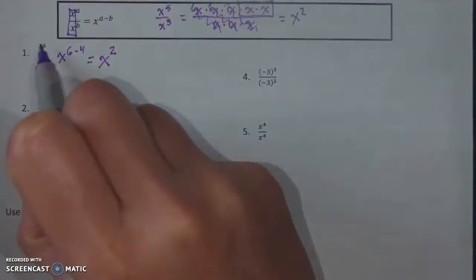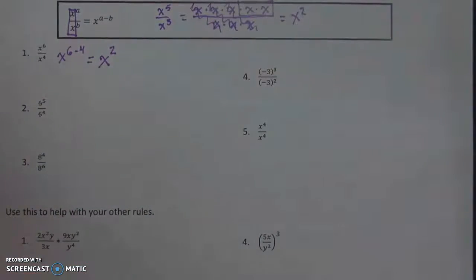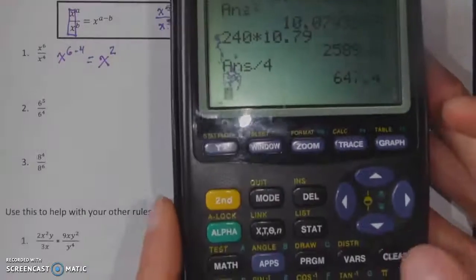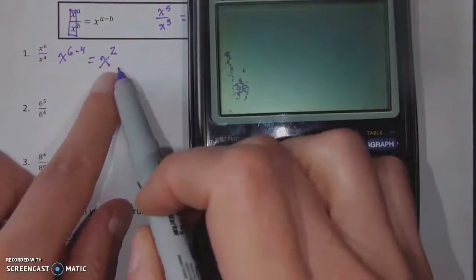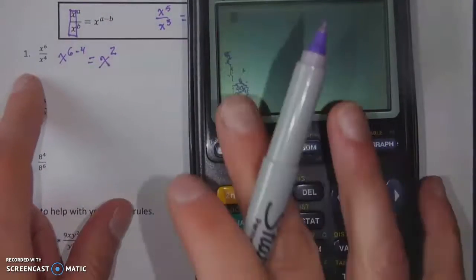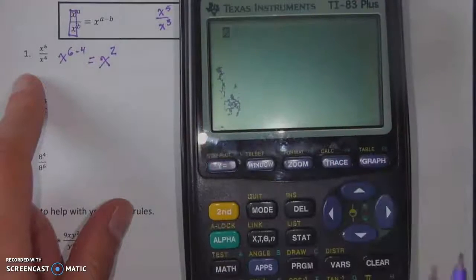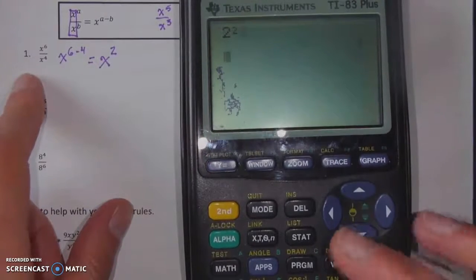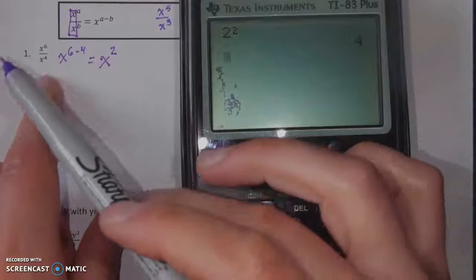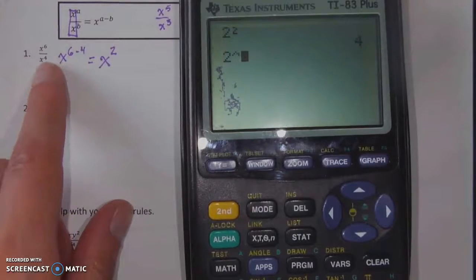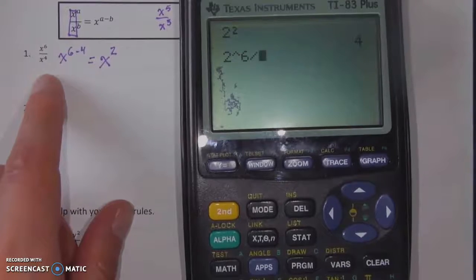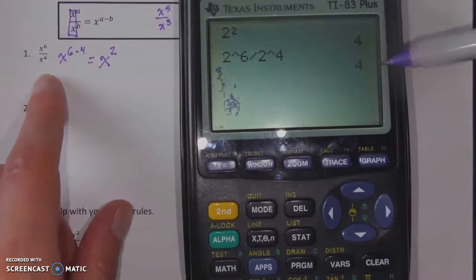Again, you can pick numbers to type into your calculator here. Let's just use 2. 2 is a great substitute. If x is 2, that means that if I put 2 into here and into here, I should get the same answer. So I should get an answer of 2 squared, which we know is 4, right? If I put 2 in for x over here, I should also get 4. So 2 to the 6th divided by 2 to the 4th, well, that is 4.